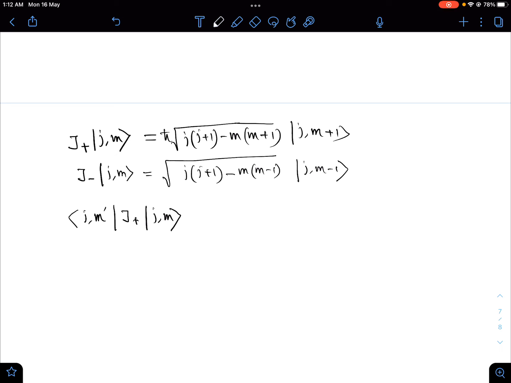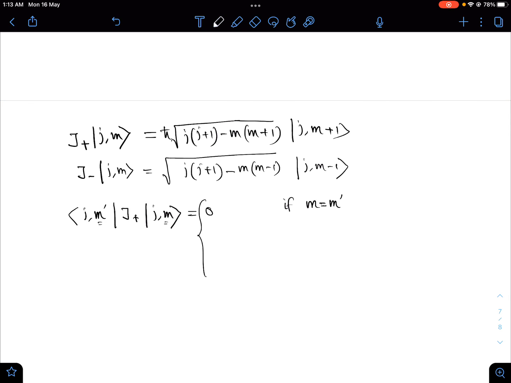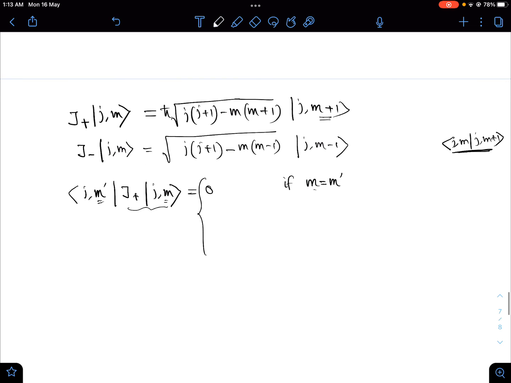What will be the case? It will be 0. When will it be 0? If m equals m dashed. If both are the same, then we will have 0, because this term gives us the state |j, m+1>, and if m dashed is m, then the overlap must be 0. And for different values, we have to calculate.